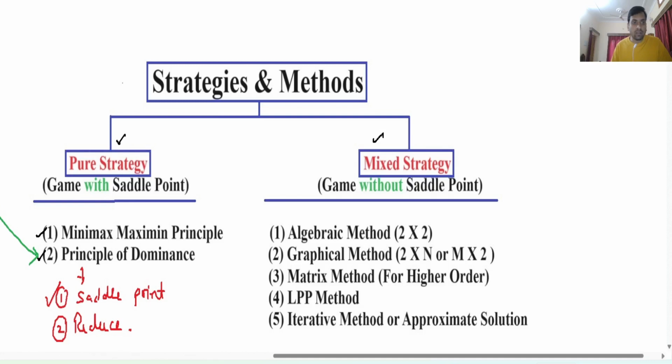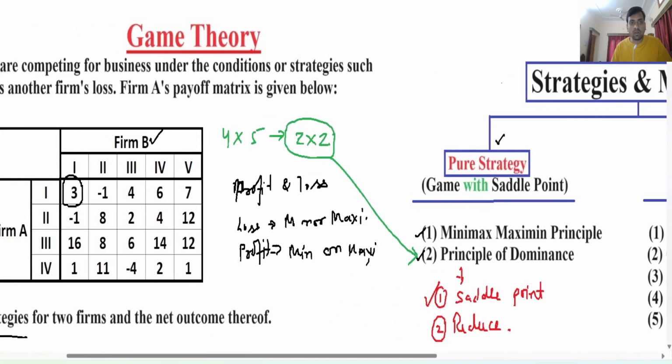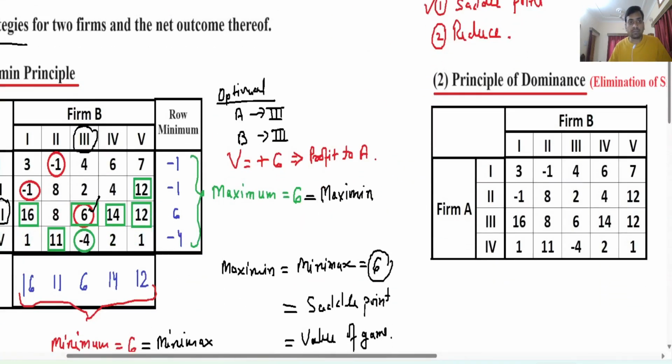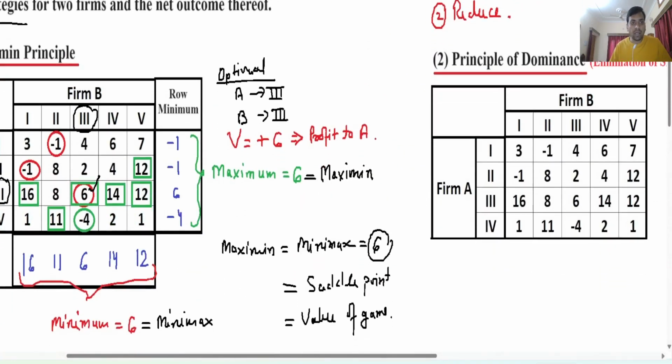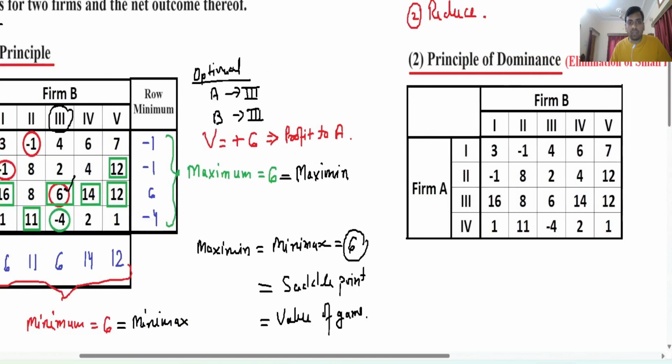So we have already covered this Minimax Maximin principle, and in previous question we got saddle point using principle of Minimax and Maximin. As this location is same, so this is saddle point and this is also known as value of game. Now there is another method to find this value of game or saddle point.